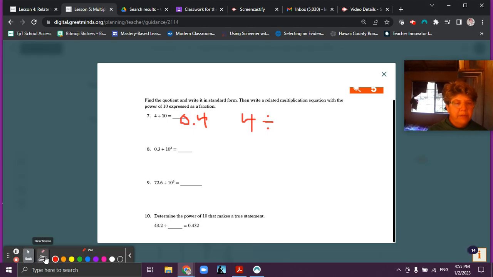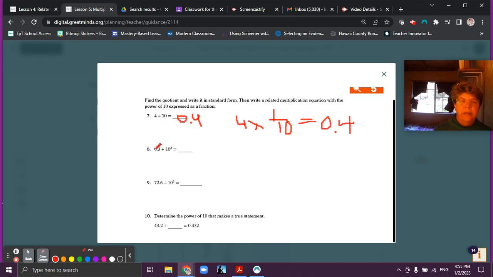Where is my eraser? Oops. Sorry, didn't mean to do that. I cleared the screen. Hopefully you wrote it down already. 4 tenths. And then 4 times 1/10, because multiplying by 1/10 is the same as dividing by 10. So we're going to have the same answer for number 7.